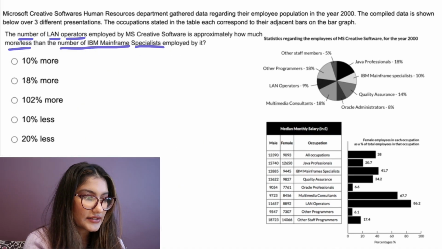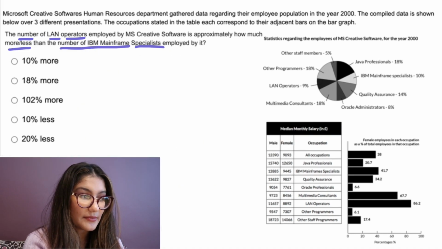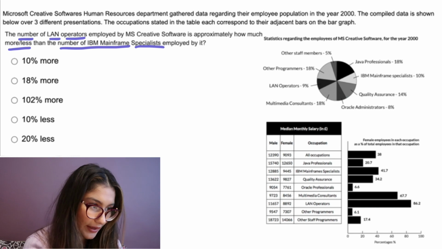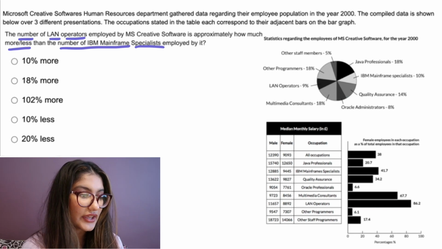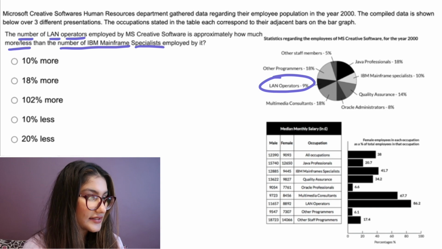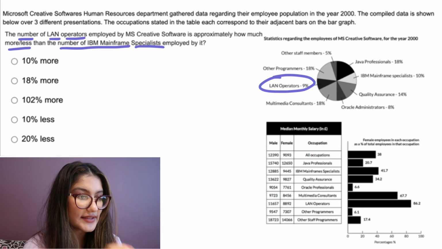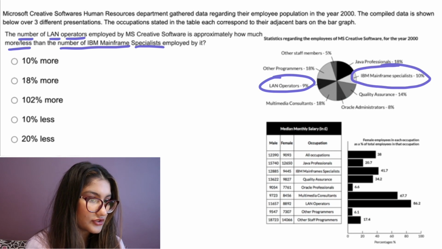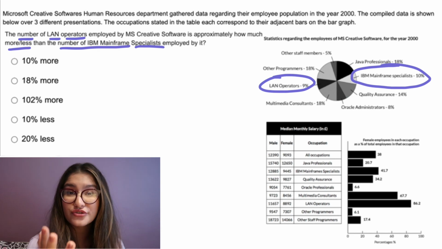The next one is: the number of LAN operators employed by MS is approximately how much more or less than that of IBM mainframe specialists employed by it. Okay, so what this is looking at is the pie chart, and you're looking at the LAN operators. So I see that's 9%, and it's how much more or less than the number of IBM mainframe, so that's 10%. Interesting. Okay, so this is really straightforward as well.